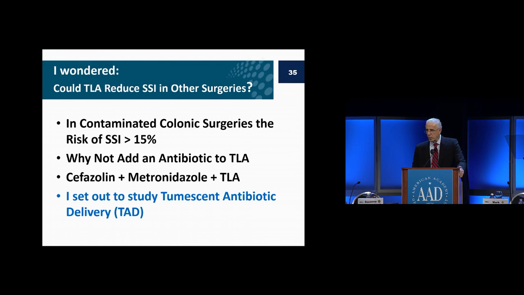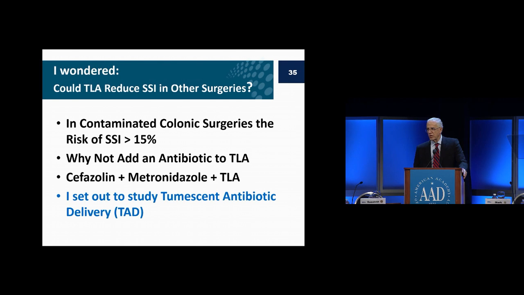So I wondered if that unusual lack of surgical site infections could be extended and applied to other types of surgical procedures. For example, in colonic surgeries, the risk of surgical site infection is greater than 15%. So it occurred to me, why not add an antibiotic to this, such as cefazolin and metronidazole? So I set out to do a little clinical pharmacokinetic trial to observe what we might find.